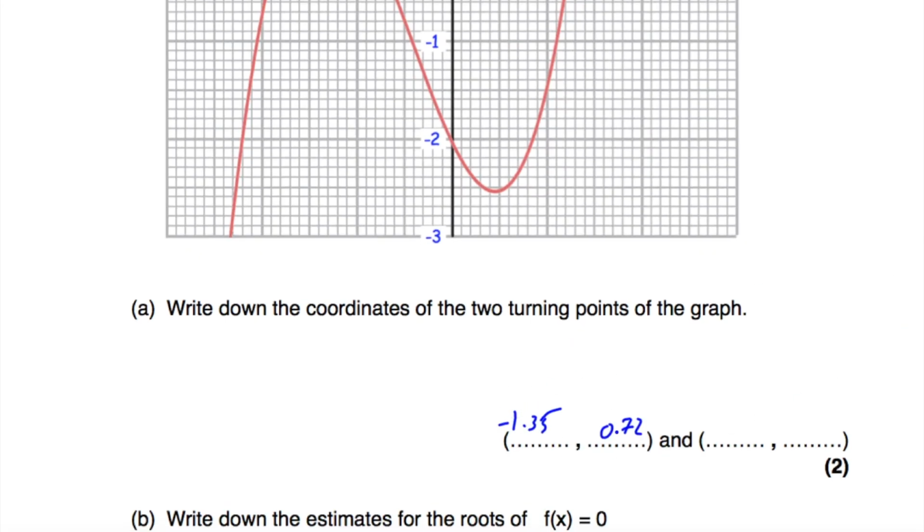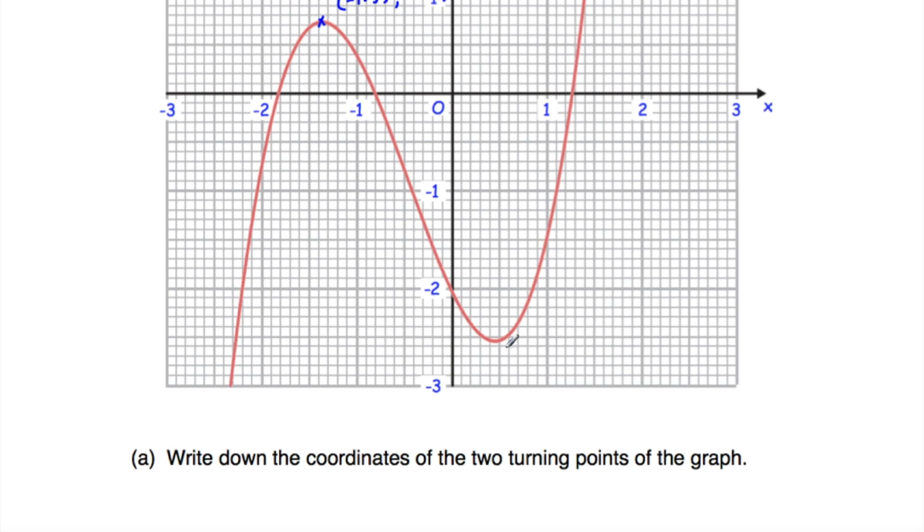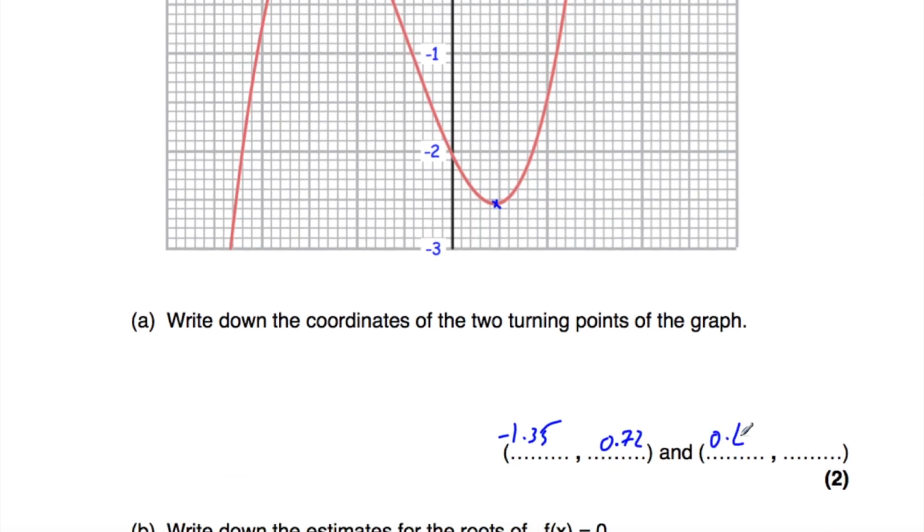And 0.72. And then the minimum point would be here. And there's 0.5, so that'll be 0.4, so that'll be 0.45 across. And in terms of the height, -2, -2.5. It's not -2.6, it's going to be -2.55. I've gone for there, so it's -2.55. And that's it.